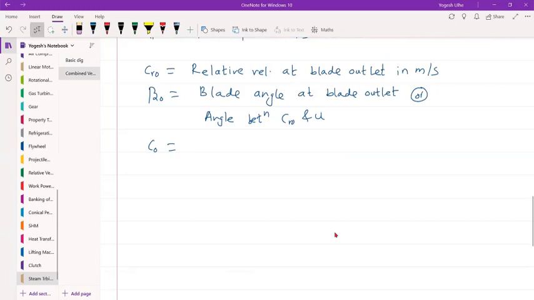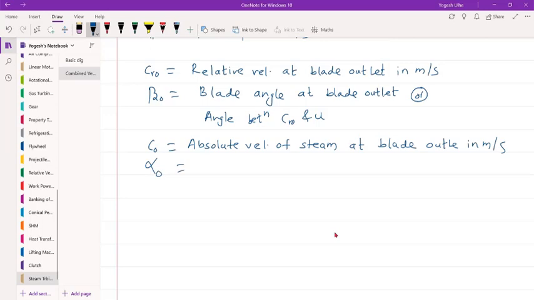So what is meant by CO? Absolute velocity of steam at blade outlet, in meter per second. And alpha O means the angle between CO and U. Only U, not UO. Please write down this point, CO and alpha O, everyone. We will make the drawing also. First of all, write down these two points.